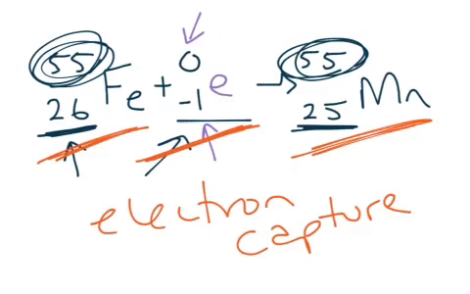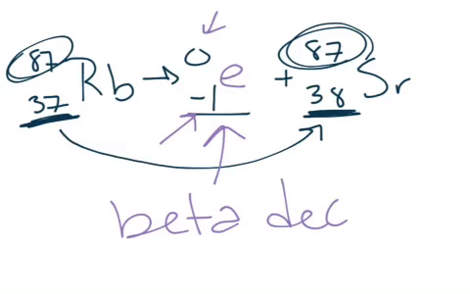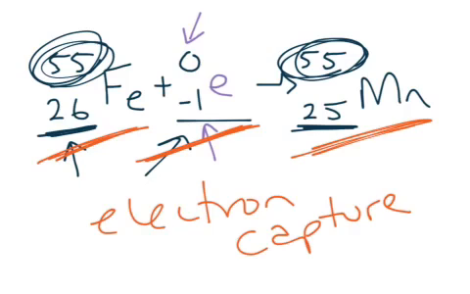But the difference between this process and this process is the electron is a product, which means that this is, oops, that doesn't look like a B. This is an example of beta decay. So in this case, the electron is being produced by the rubidium, whereas in this process, the iron was using an electron to change.